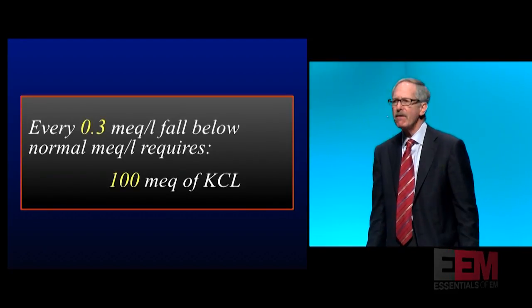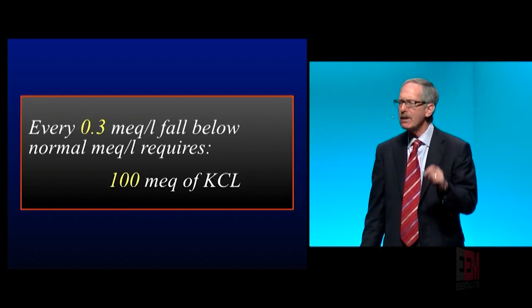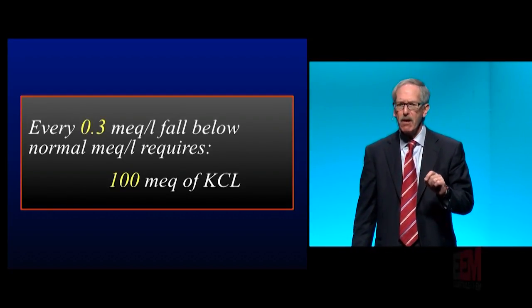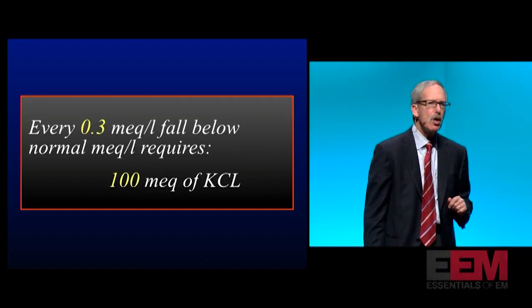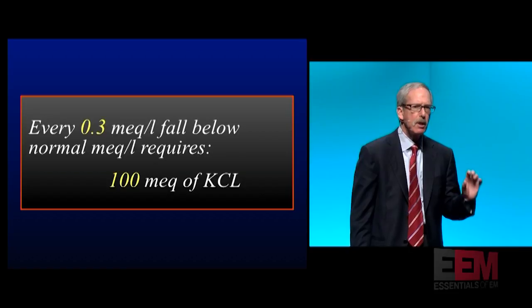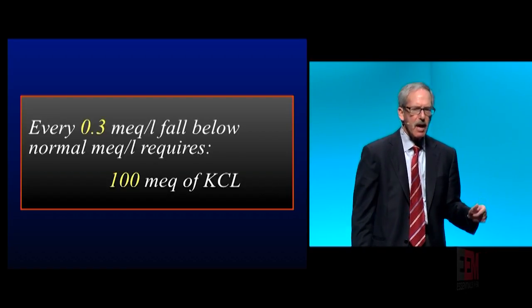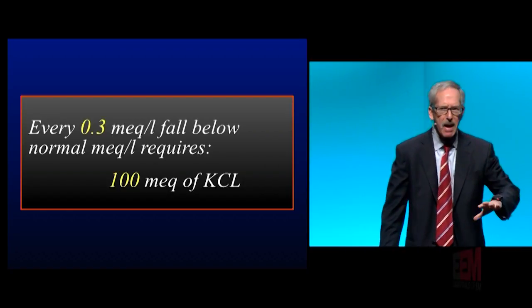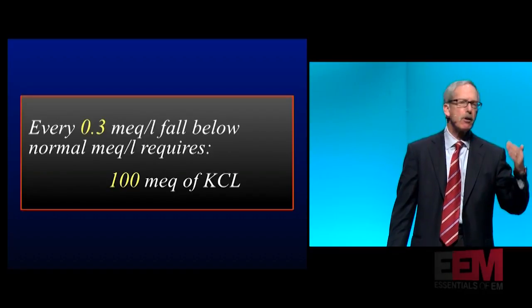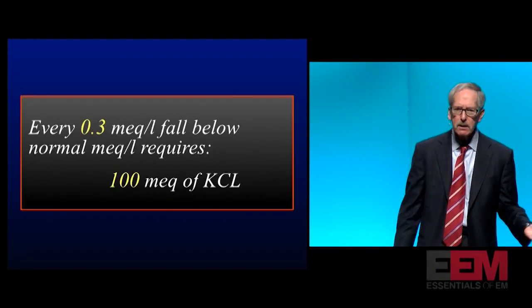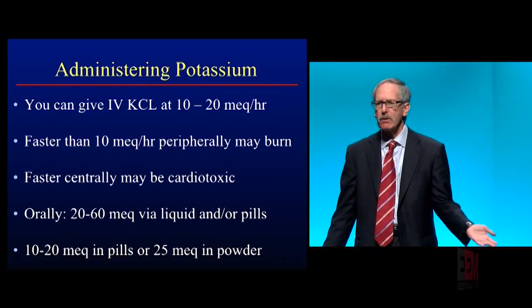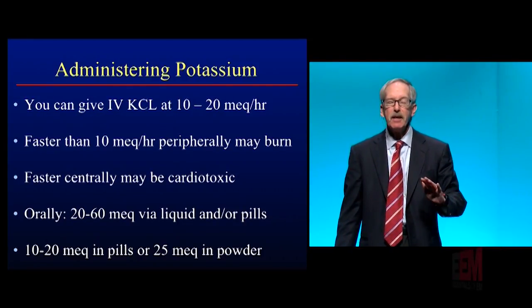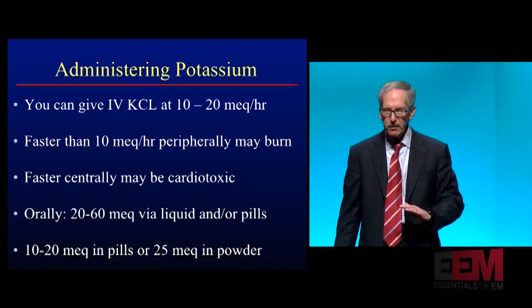Or a more exact formula. For every 0.3 fall from normal of serum K, you are down about 100 milliequivalents. And for those of you that don't do a lot of math, you are down one hell of a lot. So how do you fix it? In the ER, we all know how to do this. Excuse me, in the ED, we all know how to do this.